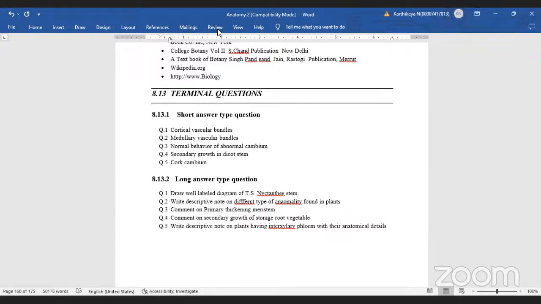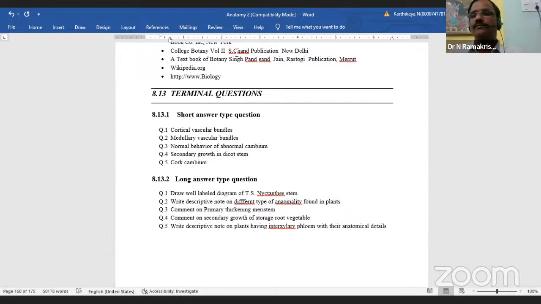Any doubt in this one? You see, the total C3 syllabus is now completed: gymnosperms, taxonomy of angiosperms, and next, anatomy. Is it clear now? Any doubt? Almost all the syllabus is completed, so now I am leaving.